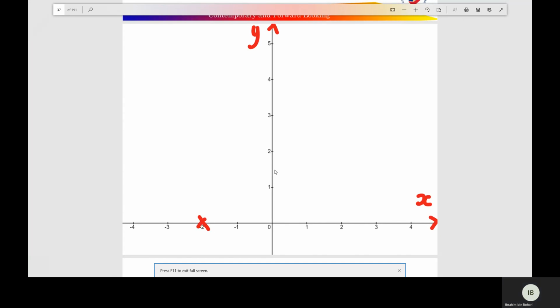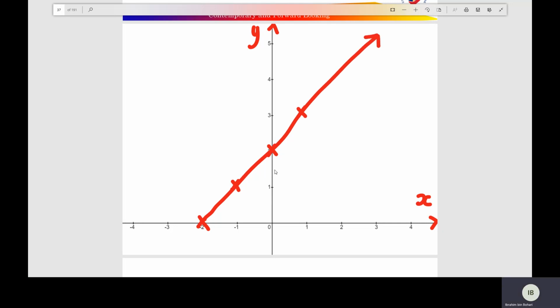Okay. Then the second value: x is negative 1, y equals 1. And here is 0, 2. And here equals 1, 3. Okay. And then the last value here. So you draw the straight line to the positive infinity.